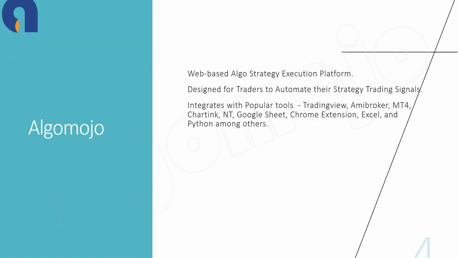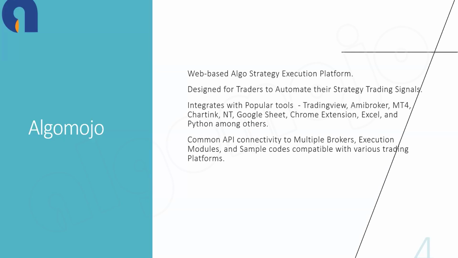For people who are familiar with Python coding, there's an extensive library available. You can refer to that library and execute the codes that you would like to use for trading purpose. We provide common API connectivity to multiple brokers. We provide execution modules that are required. We provide some sample codes that are compatible with various charting platforms. Our aim is to make the algo trading experience simple to use, user friendly, and also efficient in terms of usage and placement of orders.